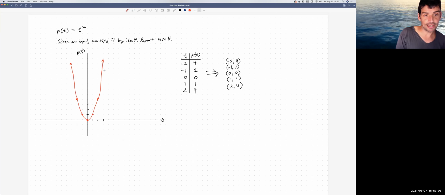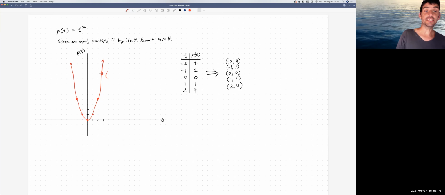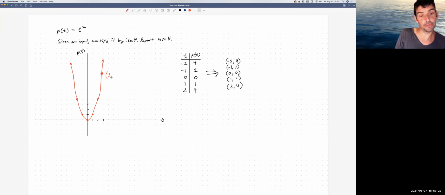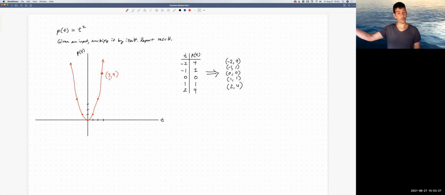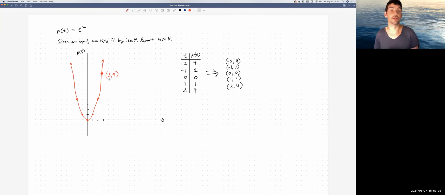Each point on here, so I think I got this right, 1, 2, 3, 4, 5, 6, 7, 8. Oops, I missed it. Should have gone through this point here. I couldn't count and draw at the same time. Each point on the graph, when I draw this line, what I'm representing is all the points that are input-output pairs, such that the first point, when squared, gives me the second point, or the coordinate. The first coordinate, when squared, gives me the second coordinate.